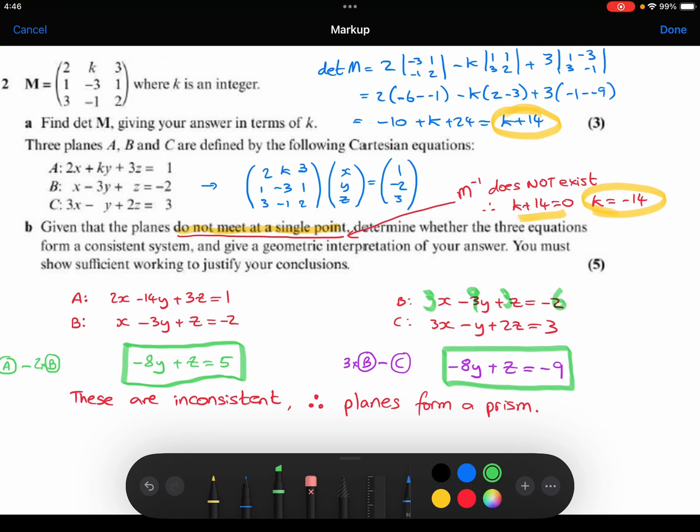And now comparing those two equations, we've got a minus 8y plus z is 5, a minus 8y plus z is minus 9. These are not the same. These are inconsistent equations. Because they are inconsistent, that means that I know that the three planes will form a prism and not a sheaf. So that is the answer to my question. That is my geometric interpretation, is that the three planes will form a prism.